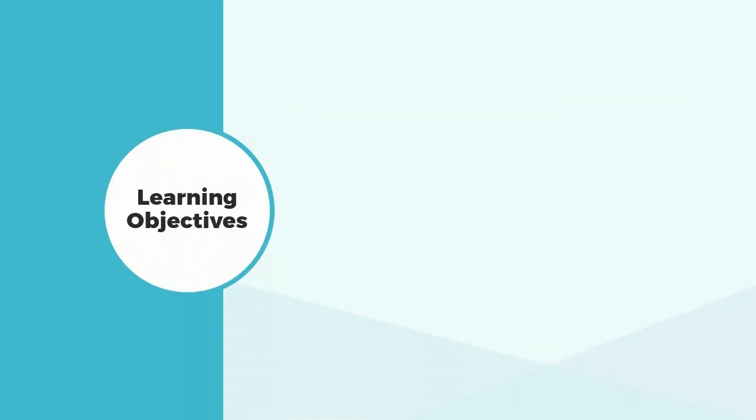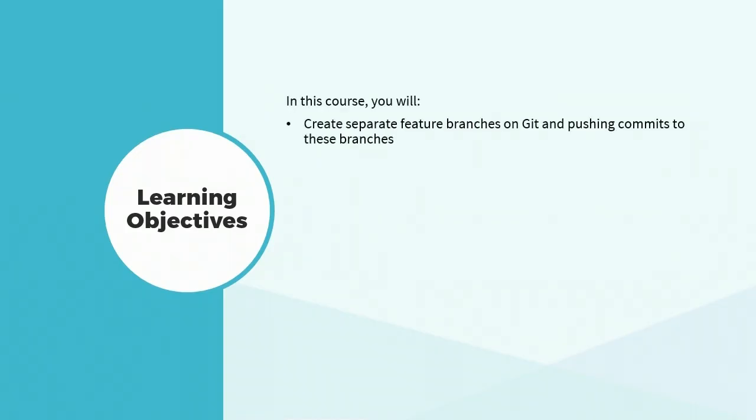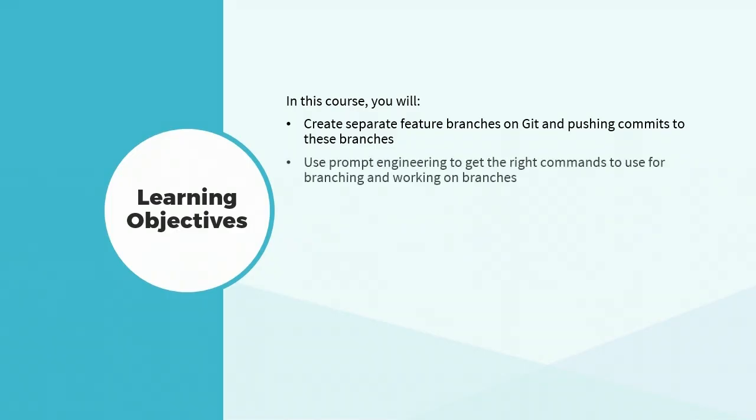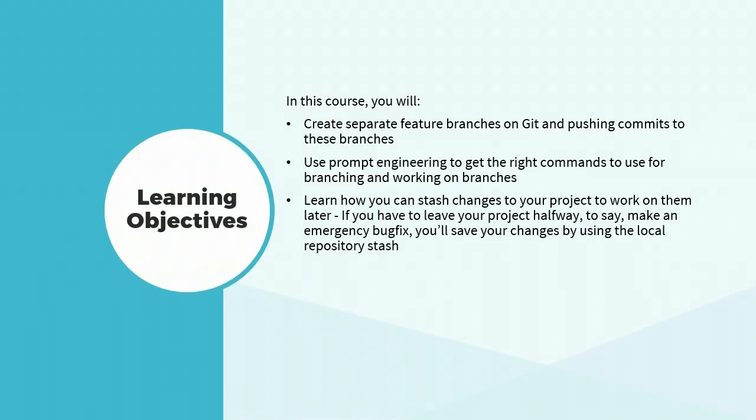Once you've completed your work on a branch, you can merge all of your branches together to the main line of development. You'll start this course by creating separate feature branches on Git and pushing commits to those branches. You'll use prompt engineering to get the right commands to use for branching and working on branches. You'll also learn how you can stash changes to your project to work on them later if you have to leave your project halfway to, say, make an emergency bug fix. You'll save your changes by using the local repository stash.